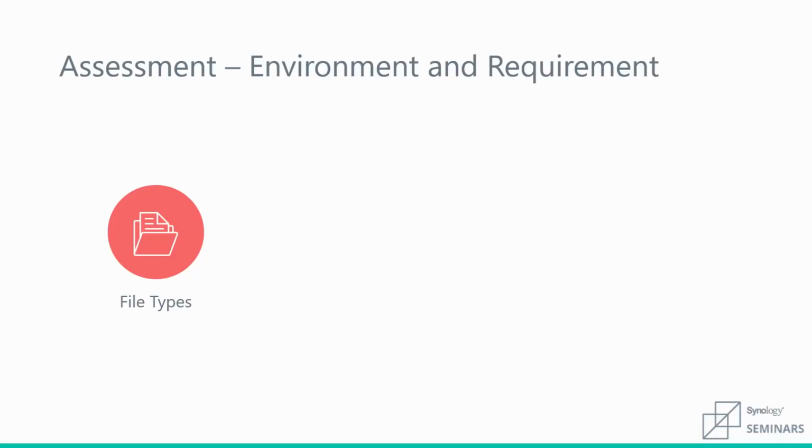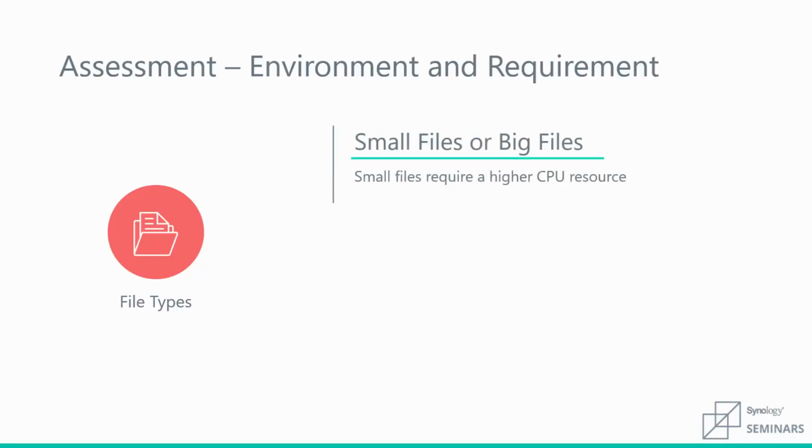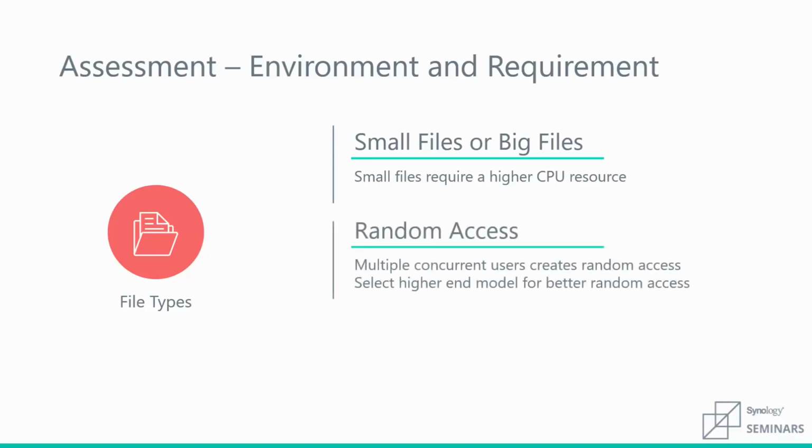Now that we know how many bays we need, the performance requirement, and how many LAN ports we're looking at, let's consider what file types are going to be at play here. File types affect performance. For instance, is your server hosting small files such as documents or PDFs? Or are you going to be moving larger files such as uncompressed video or raw photos? Smaller files will typically require a higher end CPU. Also, having multiple concurrent users accessing these folders and files creates random access, which again will change what NAS you'll be considering, as you'll need something with high performance and more RAM expandability.